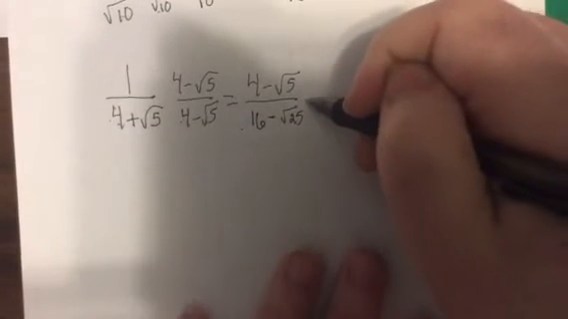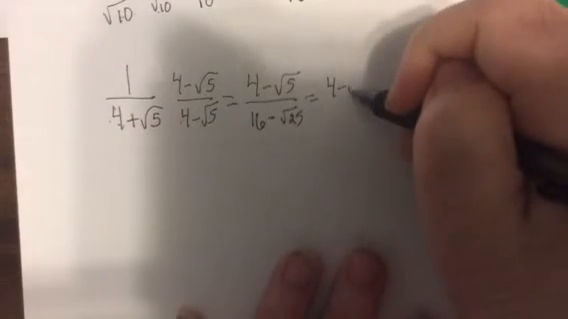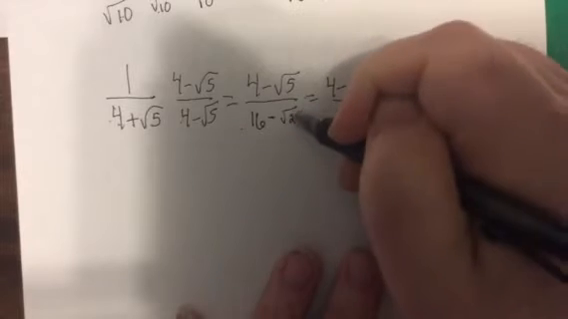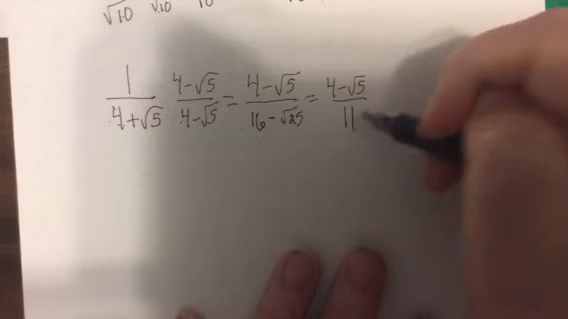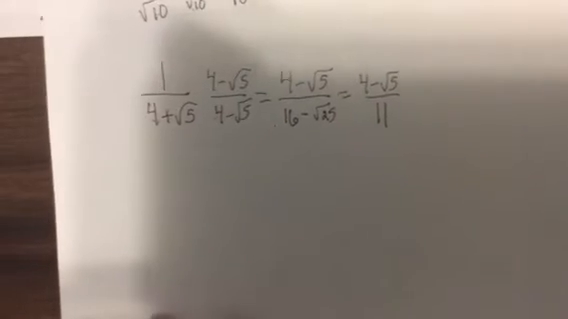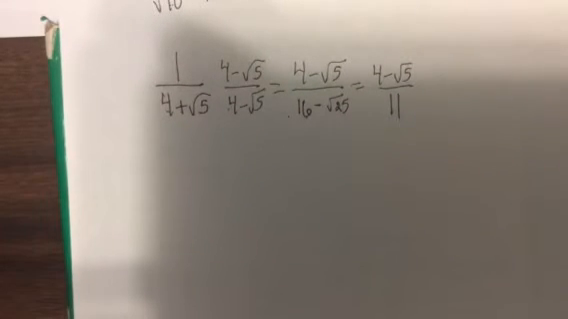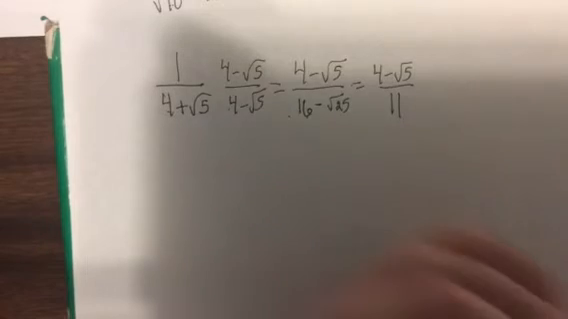Let me move this up. There we go. So 4 minus square root of 5. Square root of 25 is 5. 16 minus 5 is 11. So again, it's called rationalizing the denominator. Make the denominator a rational number.